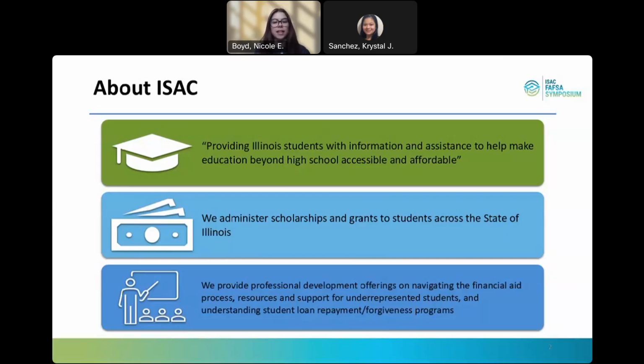We are the financial aid agency for the state of Illinois. So our mission is to provide Illinois students with information and assistance to help make education beyond high school accessible and affordable. So we do this by administering different scholarships and grants to students across the state of Illinois, particularly the MAP grant, which we will be discussing quite a bit today. But then here on the PD team, we also provide professional development offerings on things like navigating the financial aid process, resources and support for underrepresented students, and understanding student loan repayment and forgiveness programs.